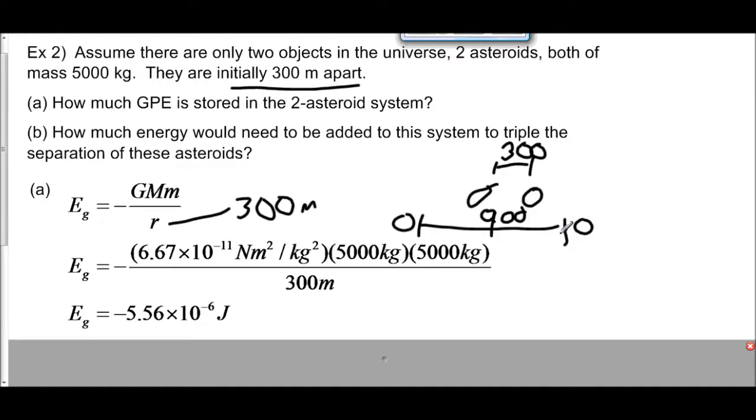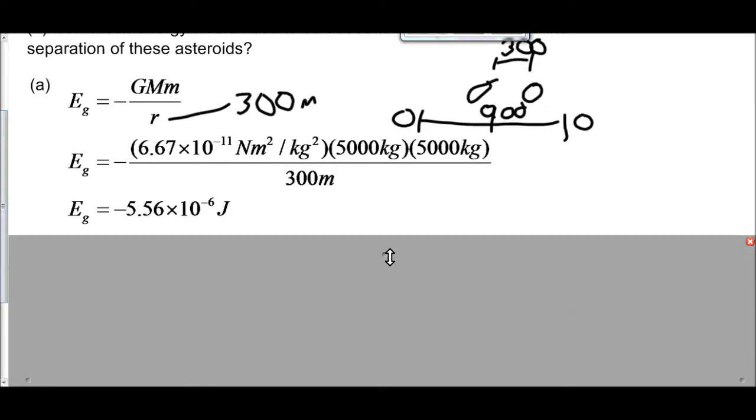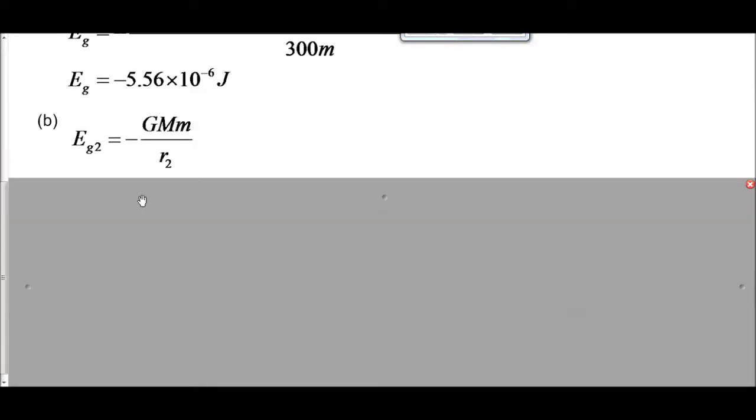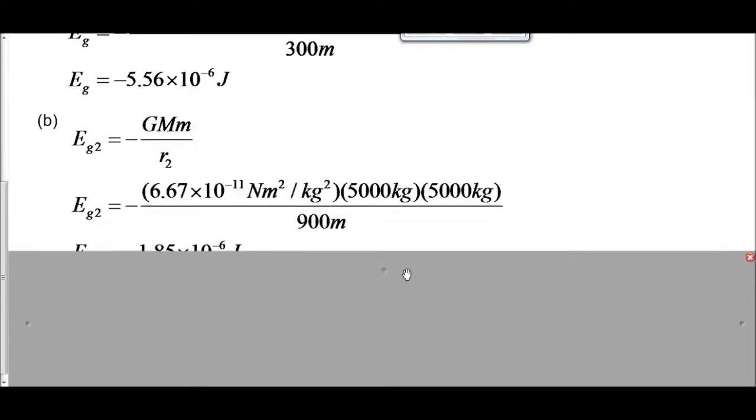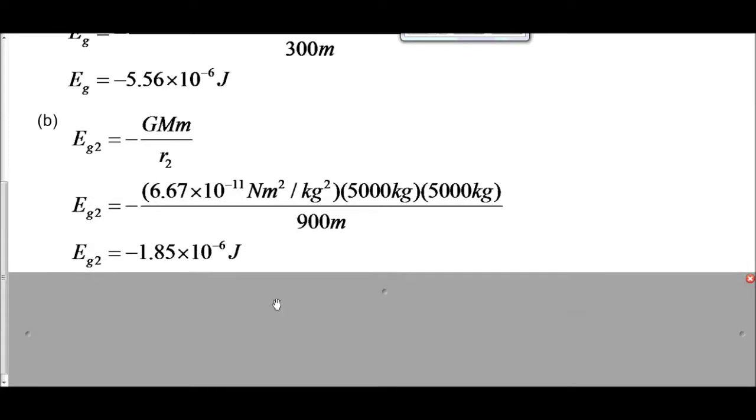And so let's go through how we figured this out. Well, we knew the energy that was stored at 300 meters separated. So let's figure out how much energy it has when they're 900 meters separated. And so we'll do the exact same thing, but now we're going to have a different separation. It's 900 meters. And so this is how much energy is stored in the system now. And so you might think, great, we're done. There's the energy it takes.